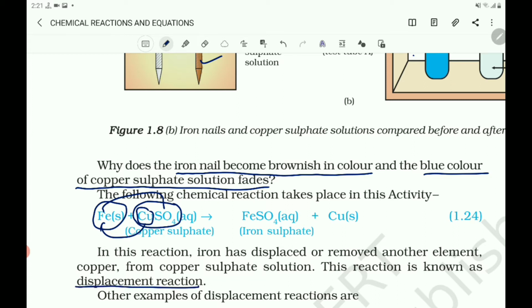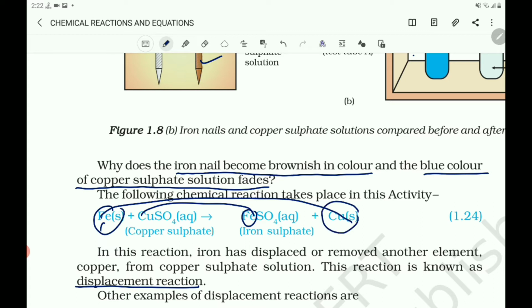See here, the metal in the copper sulfate solution is copper. It is displaced by iron, Fe. And see what happened here? Iron is displaced by copper. See, in the place of Cu you can observe Fe, and in the place of Fe here you can observe Cu. Here, one metal is displaced by the other, and it is an example of the displacement reaction.